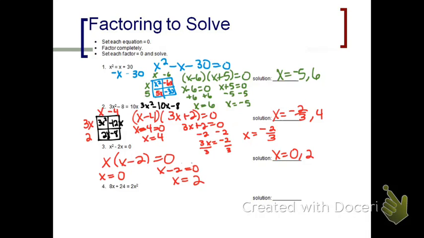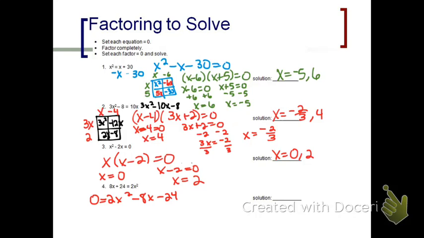Okay. Look at this next one. What am I going to move? I don't want to start with a negative, so I don't want to move the 2x squared. So what do I want to move? Move everything else. So I'm going to end up with 2x squared minus 8x minus 24.